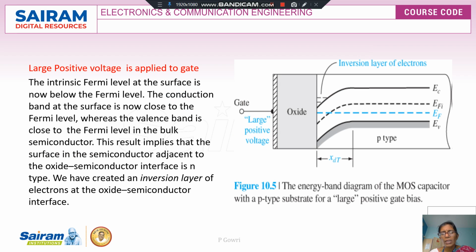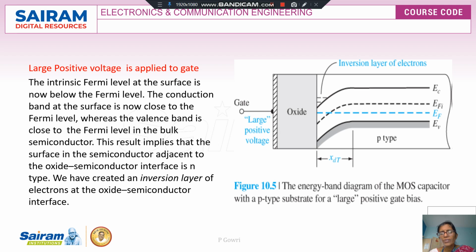Now we take a large positive voltage applied to the gate. Now what happens is the intrinsic Fermi level at the surface is now below the Fermi level. That is, the Fermi level can be seen closer to the conduction band, or the conduction band at the surface is now close to the Fermi level, whereas the valence band is close to the Fermi level in the bulk semiconductor. So this result implies that the surface of the semiconductor adjacent to the oxide semiconductor interface is N-type.